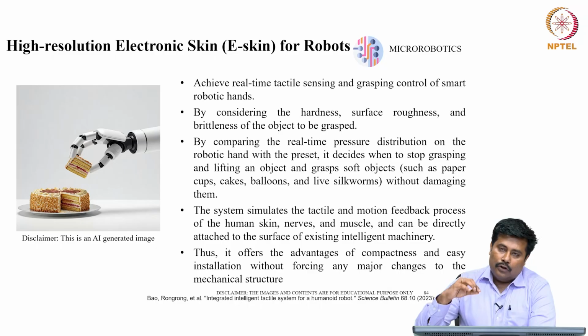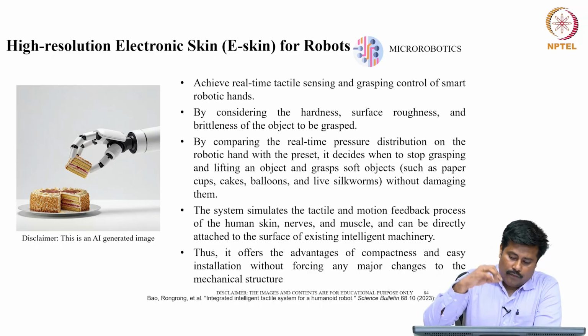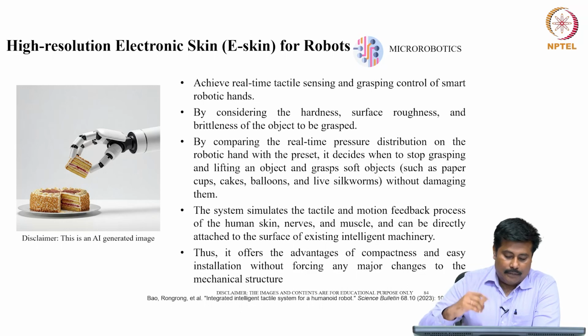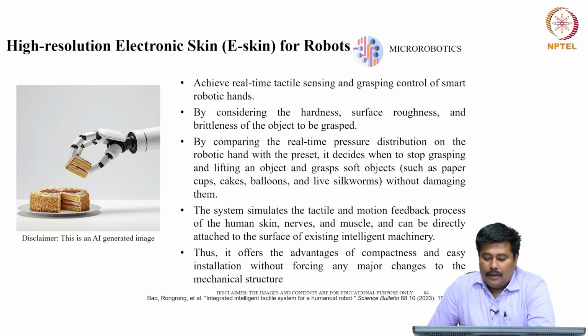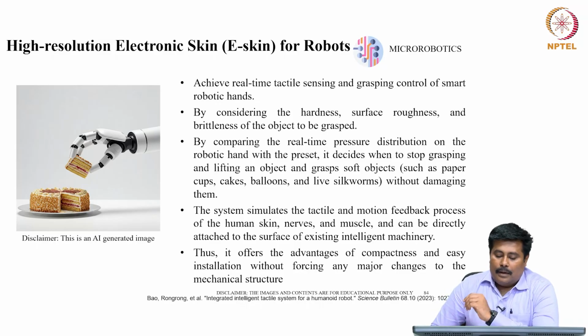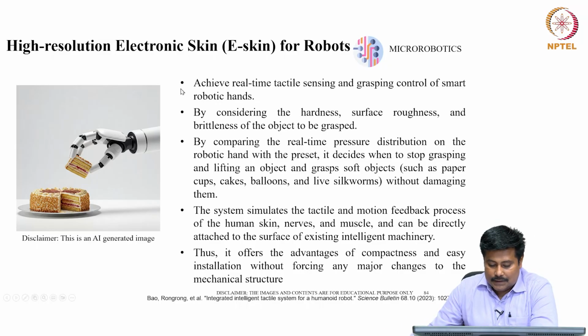In fact, in the case of silk industries, these are used for grasping silkworms, etc. appropriately. The system simulates the tactile and motion feedback process of human skin, nerves and muscles, and can be directly attached to the surface of existing intelligent machinery. It offers the advantage of compactness and easy installation without forcing any major changes to the mechanical structures.